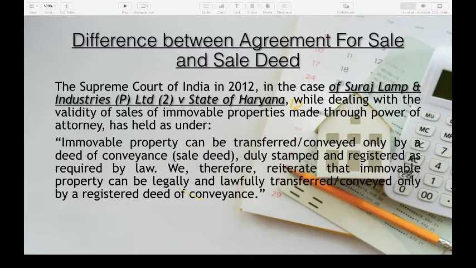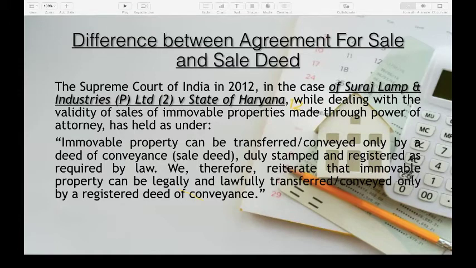Now, what did the court say? That immovable property can be transferred or conveyed only by a deed of conveyance, for example, a sale deed, which is duly stamped, which is compulsory, and registered, which is required by law. We therefore reiterate that immovable property can be legally and lawfully transferred or conveyed only by a registered deed of conveyance.